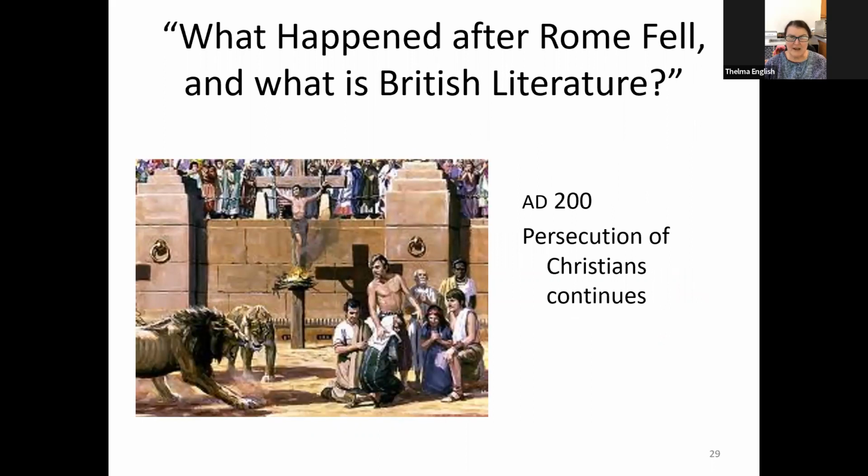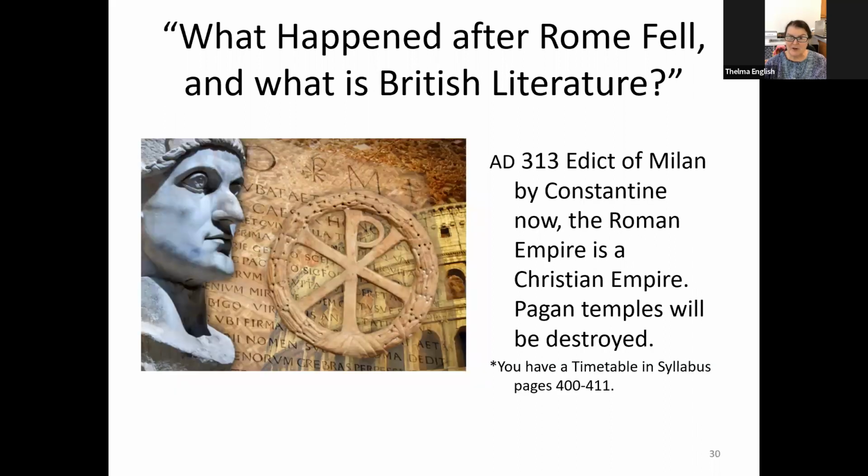By AD 200, the persecution of Christians is continuing. There are many famous paintings of this era. This is probably depicting the Roman Colosseum. If you ever go to Rome and you go in the Colosseum and you say, oh, there weren't that many Christians killed here, that person has not read the history books, because there were hundreds and actually thousands of Christians who were eaten by lions, burned at the stake, all types of horrific things. And again, that's another class, that's classical lit. AD 313, we have Constantine issuing the Edict of Milan, and now the Roman Empire is a Christian empire.